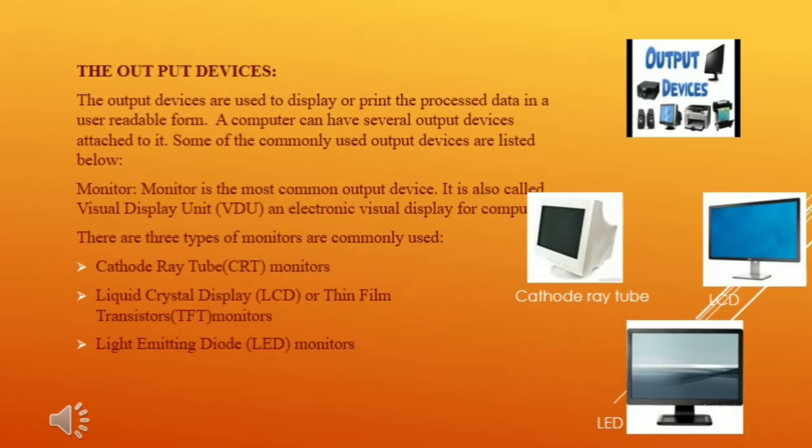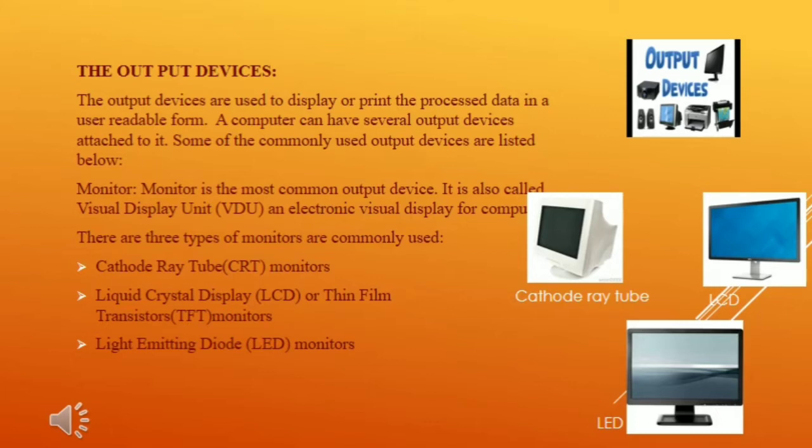Students, let us now study about the output devices. The output devices are used to display or print the processed data in a user readable form. A computer can have several output devices attached to it. Some of them are listed below.